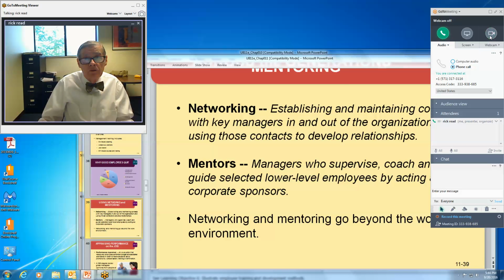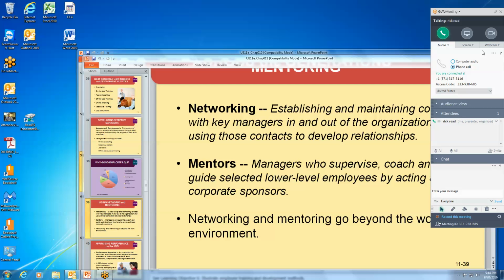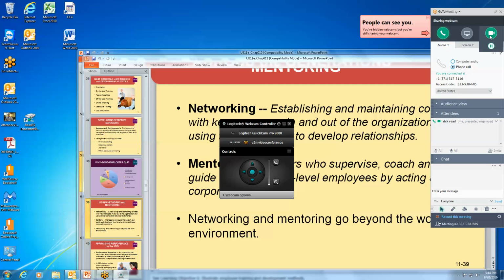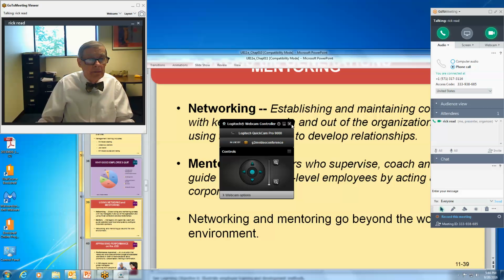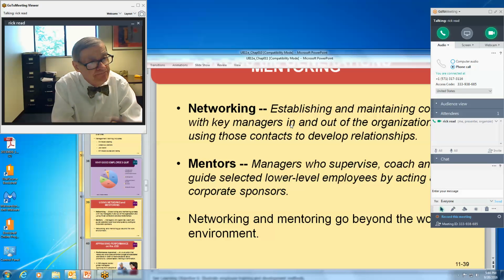We can use networks. A lot of people like those. That establishes relationships with key managers. Mentoring is another thing I mentioned, where a skilled individual helps the new person negotiate the barriers and the ins and outs of the corporation.